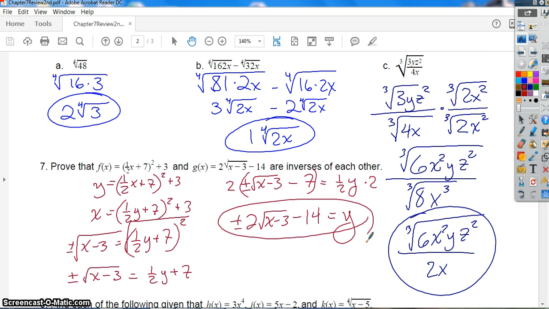So are they inverses of one another? No, they are not, because this is a full parabola.